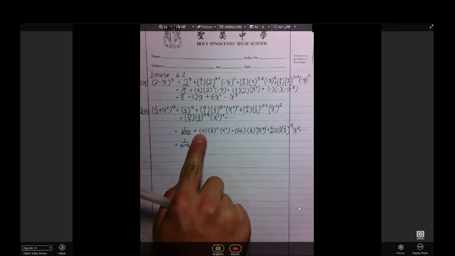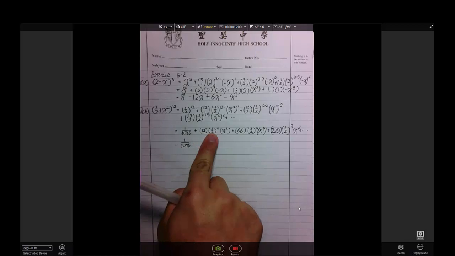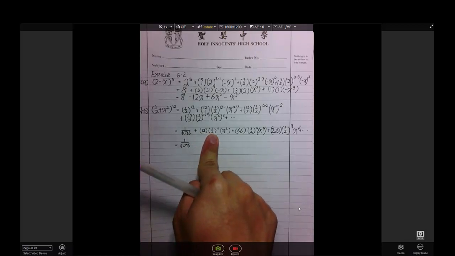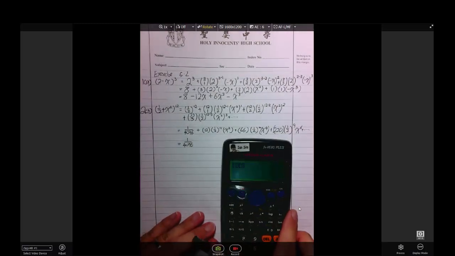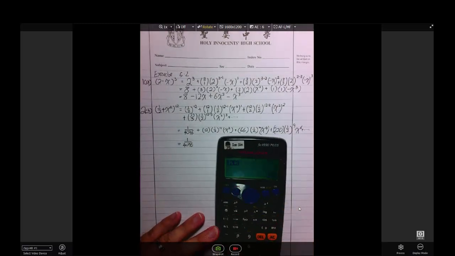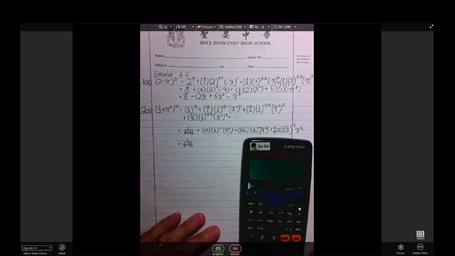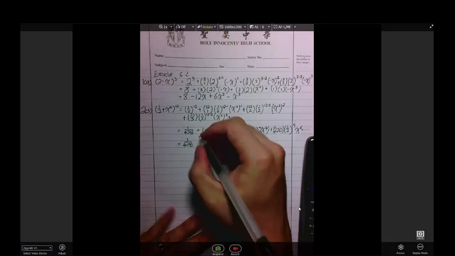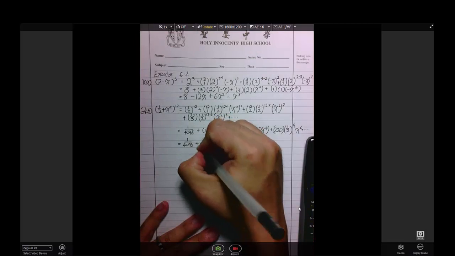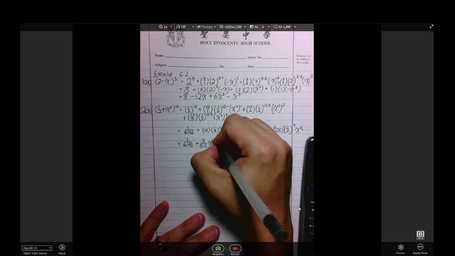1 over 4096. Just key half times 12 times half to the power of 11 into your calculator. What you should get is 3 over 512. Okay, let me show you this part here. I will key 12 times half to the power of 11. So I get 3 over 512. So here I'll get 3 over 512 x squared.